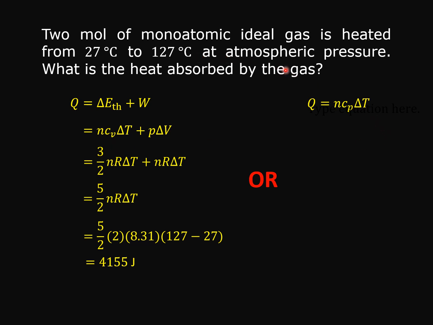Since this system happens at constant pressure, we can use this formula to directly calculate Q instead of using the first law of thermodynamics. Because the Cp value for a monoatomic gas is equal to 5/2 R, if we substitute Cp by 5/2 R, we get 5/2 nR delta T, which is the same as the expression in the fourth step of the first method. So we have two ways to calculate Q, the heat absorbed by the gas, and we should get the same answer.